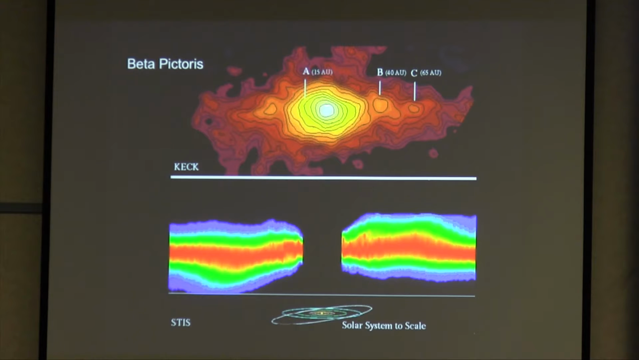You can see that there is the star in the center, but there's a clump of stuff about 15 AU away, another clump of stuff about 40 AU away, and another clump 65 AU away, where 1 AU is the distance from Earth to the Sun. Okay? So we're seeing clumps within the Beta Pic disk. This is exactly what we would expect to see if you were getting planet formation in the disk. Okay, we're starting to confirm this nebular hypothesis, this wonderful story that we tell ourselves.